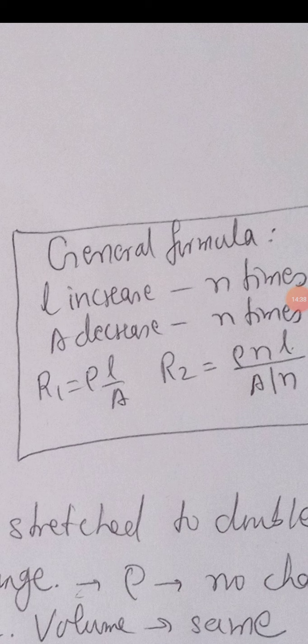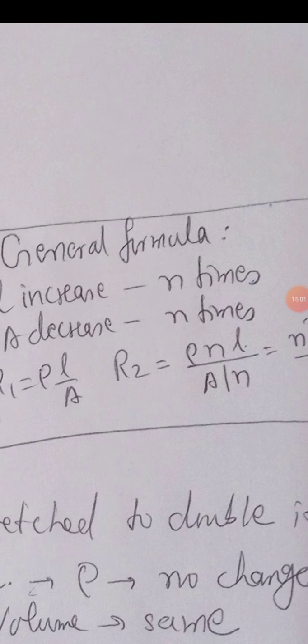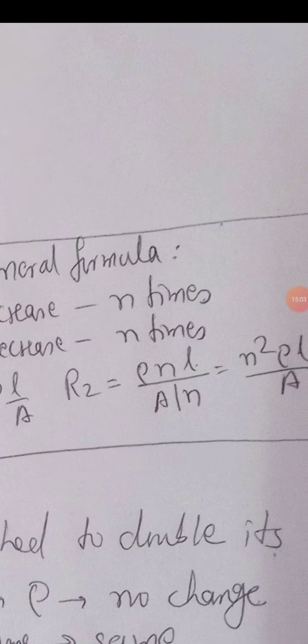R1 is equal to rho L by A. This is before stretching. Okay. For R2, rho L, L becomes n times, nL I have written. A decreases, I have written A by n. Now see student, R2 I am getting is n square rho L by A. Now what is rho L by A, student? It is R1. Now see student, I got a general formula. R2 is equal to n square R1.